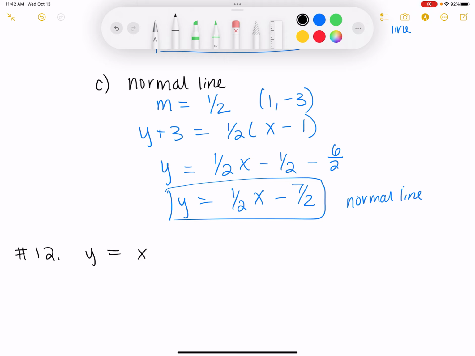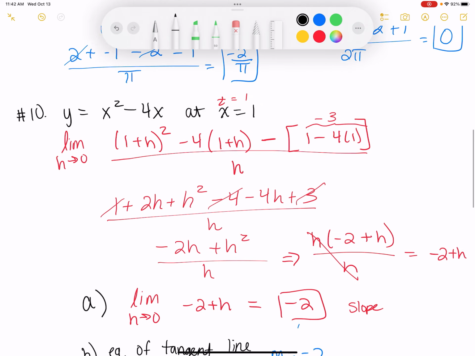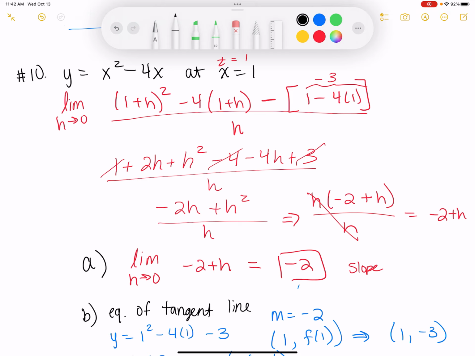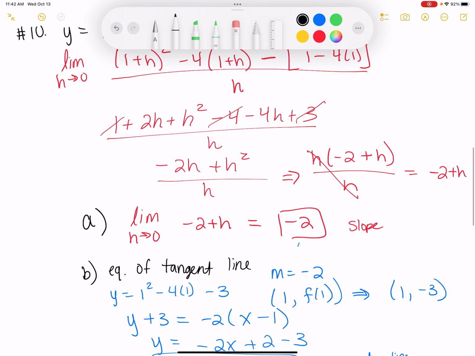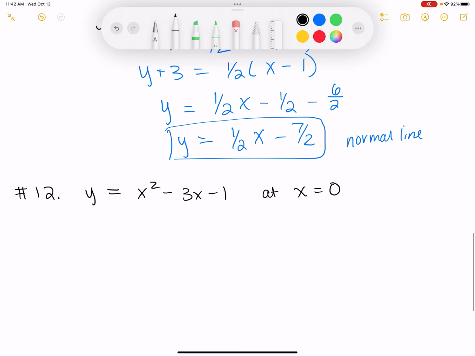So y is equal to x squared minus 3x minus 1. Is this the exact same thing as last time? Yep, at x is equal to 0. So you're going to do what I did in red is what I want you to try. So use the formula, the limit as h approaches 0. Use that, and your x value is 0 this time. Simplify it down and find the slope, and then we'll go over it in just a second.